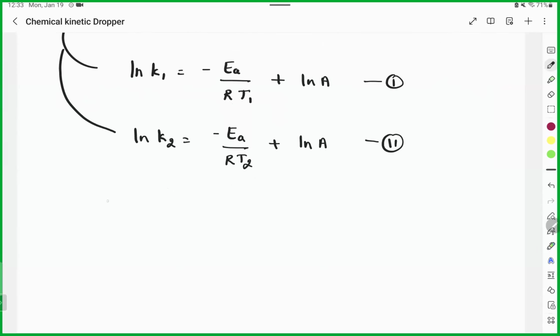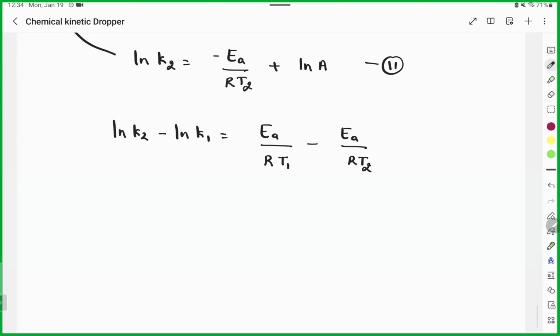If you subtract 1 from 2, can you say natural log K2 minus natural log K1 is equal to, minus minus will become plus. It will be EA by R T1 minus EA by R T2. Any doubt? Whatever value you are taking, minus minus will become plus. Yes or no, guys?